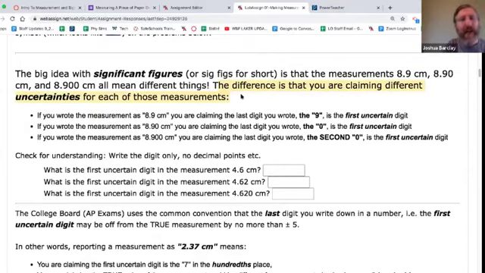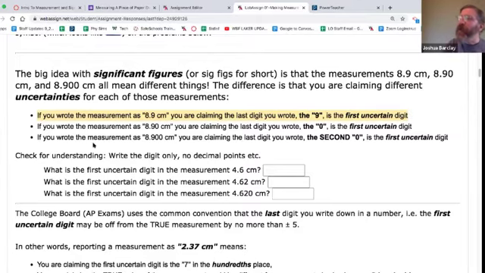Whenever you write down that last decimal place, you are making a claim. Now, if you wrote the measurement as 8.9 centimeters, then you are making a claim that the last digit you wrote, the 9, is the only one that's uncertain. We call that the first uncertain digit. So if you say 8.9, you are saying it might be 8.8, it might be 9.0, but it's 8 point something for sure. The only one that's uncertain is the 9. You're saying it can't be 10.8, you're saying it can't be 7.4, you're saying it's 8.9, and that 9 is the one that could go up or down a little bit.